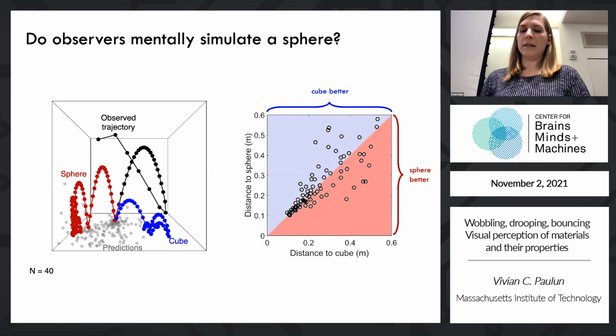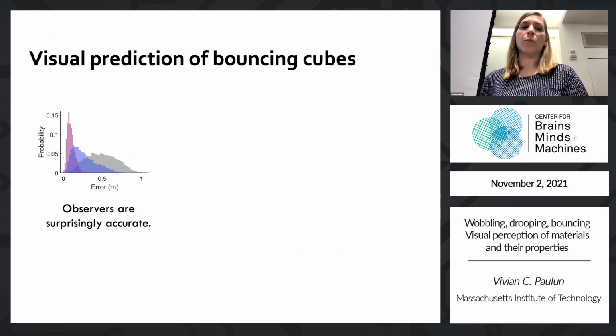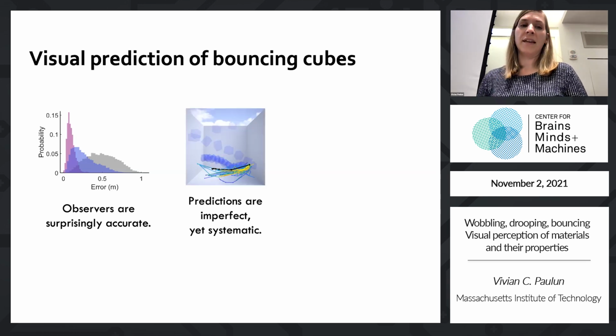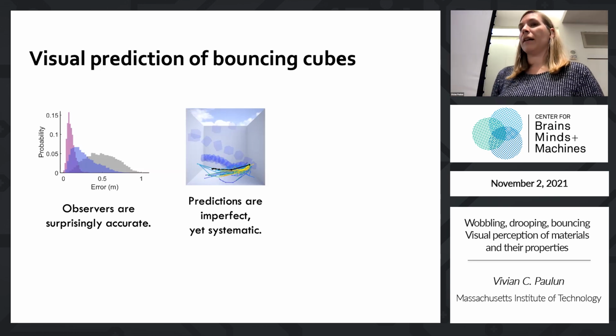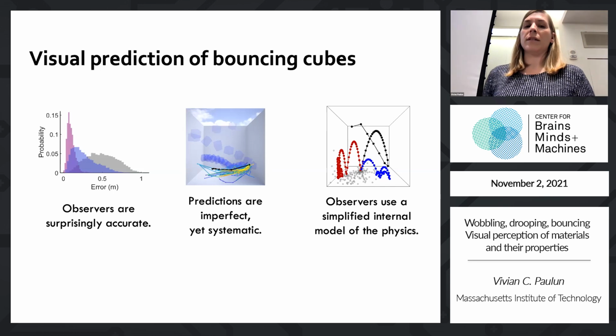And so for today, I'm going to stop and summarize this study. So we found that observers are surprisingly accurate in visually predicting the future bounce locations. The predictions are imperfect, yet they're very systematic, and they probably use an internal simplified physics model.